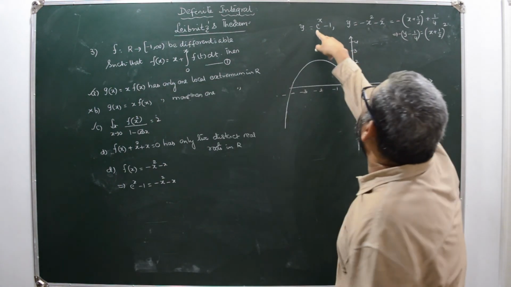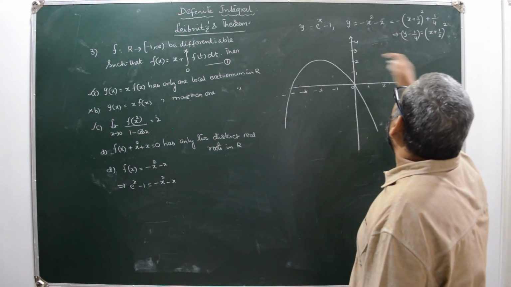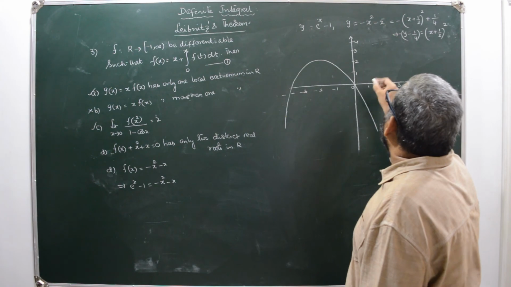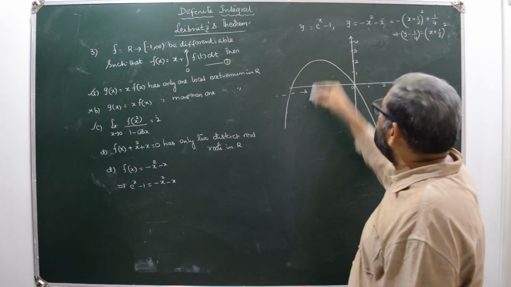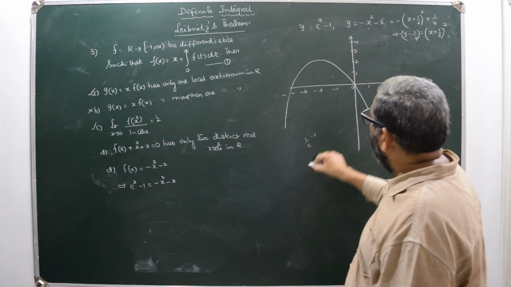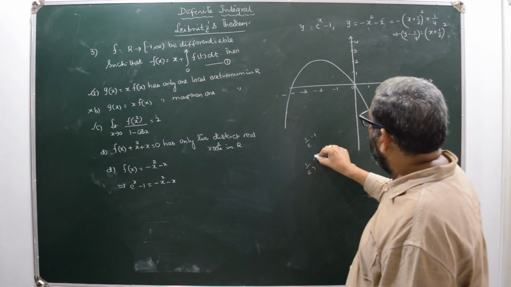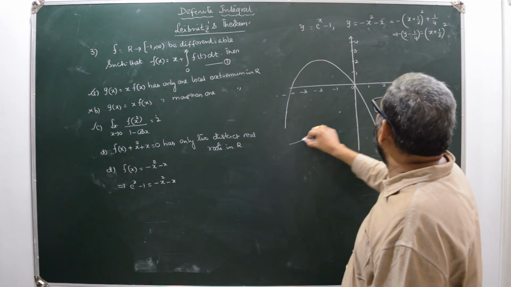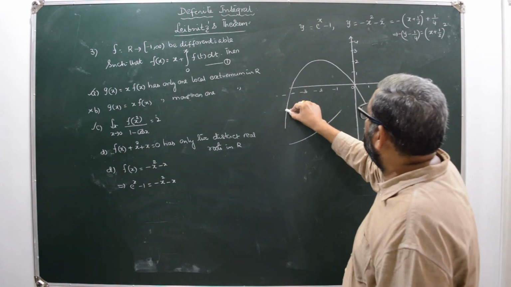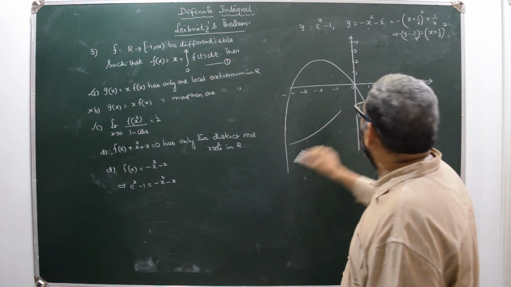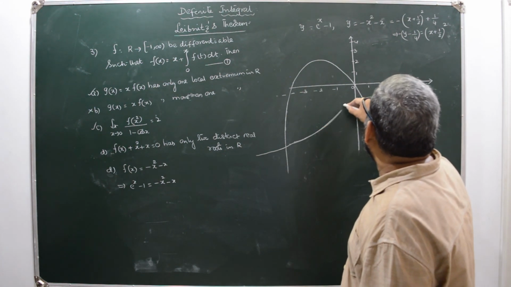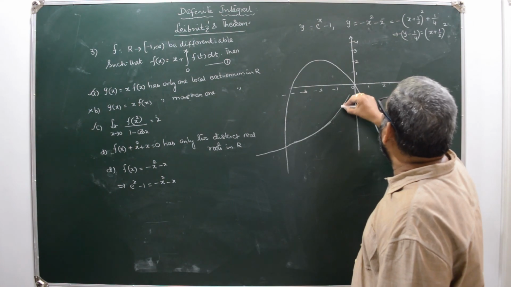Now I'll take y equal to e power x minus 1. Put x equal to 0. e power 0, this is 1, so y is 0. Put x equal to minus 1. Put x equal to minus 1 means 1 by e minus 1, 1 by 2.7 minus 1. This is a negative. So somewhere here. So the curve will be like this. This will be like this. And the curve will be somewhere like this. And it will go through the origin.